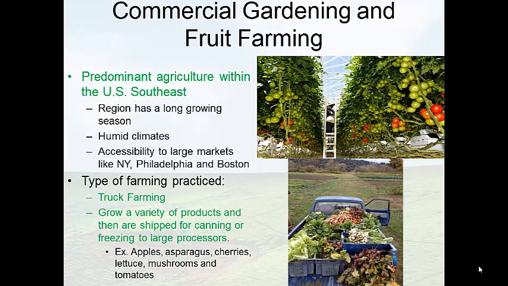Now, there's a type of farming practice here. It's called truck farming. It's not where you see those trucks on the side of the road that sell items. No, no, no, no. What I mean by that is that these goods are grown, put onto a truck, and then sold to large processors. Now, some items grown on these farms include apples, asparagus, cherries, lettuce, mushrooms, and tomatoes, and much, much more.